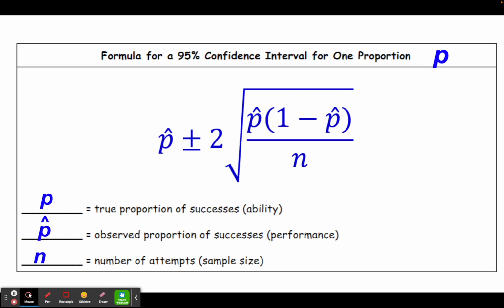Now, you may be wondering why we have the number 2 in that formula, because essentially what we're doing here is taking an observed performance, that's the P hat, plus or minus, and this is what gives us our margin of error. So why do we need the 2 in that formula?